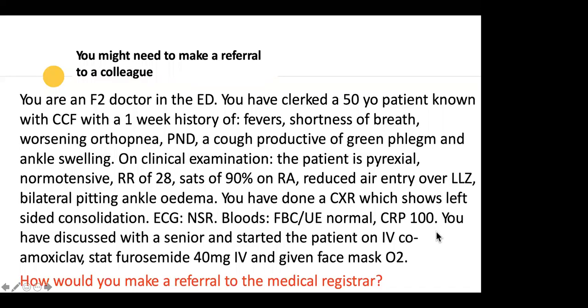You have a chest x-ray which shows left-sided consolidation, ECG shows normal sinus rhythm, bloods, FBC, U's and E's are normal, CRP is 100. You have discussed with the senior and started the patient on co-amoxiclav, stat furosemide, and given face mask oxygen. How would you make a referral to the medical registrar? Does anyone want to try?